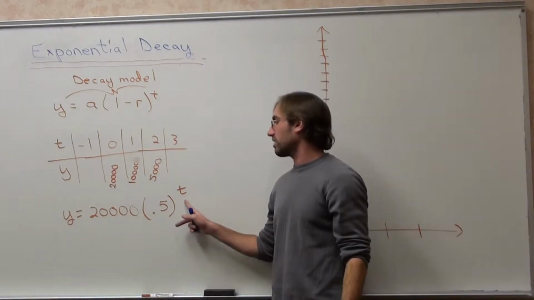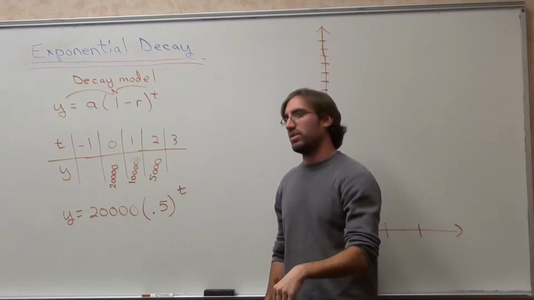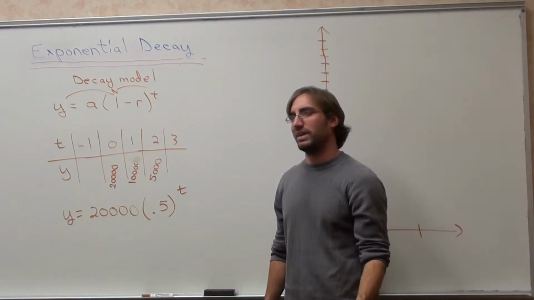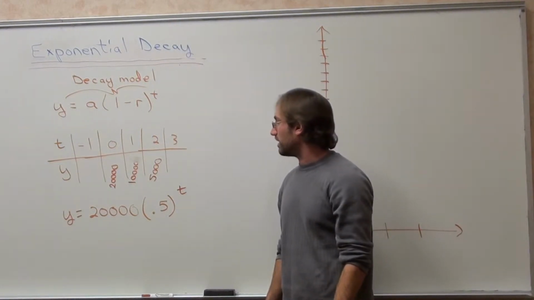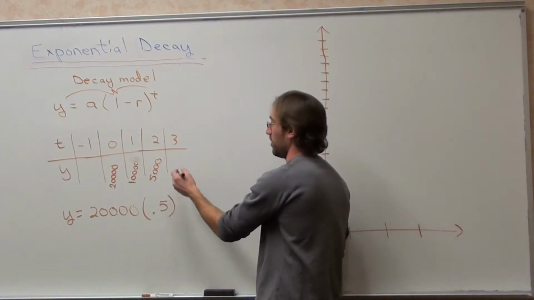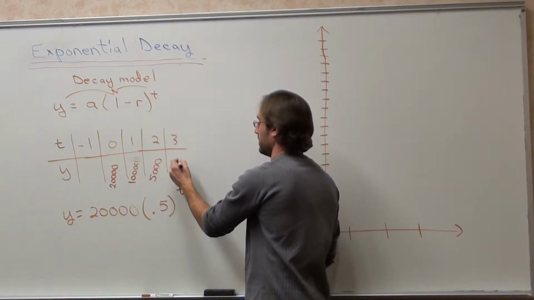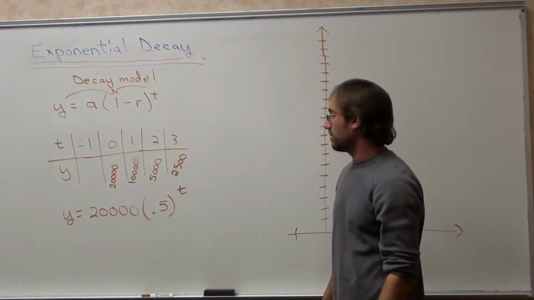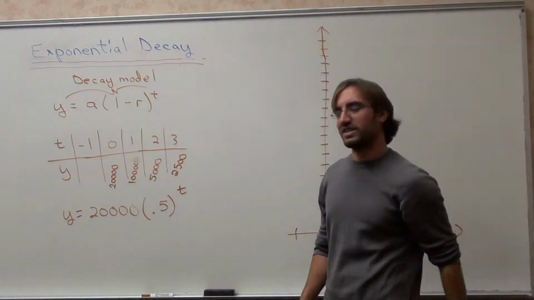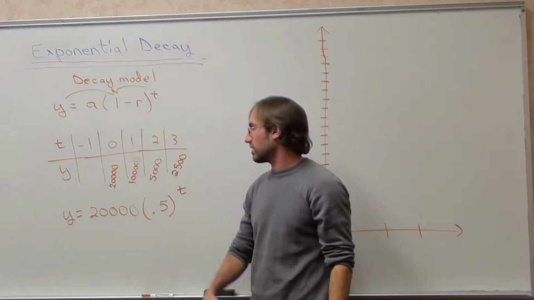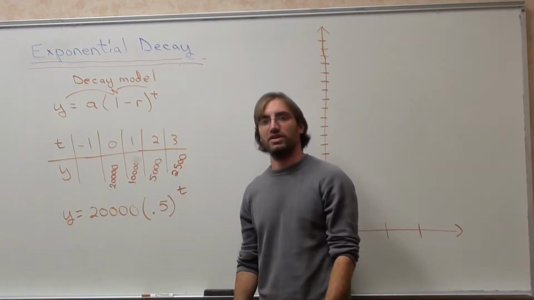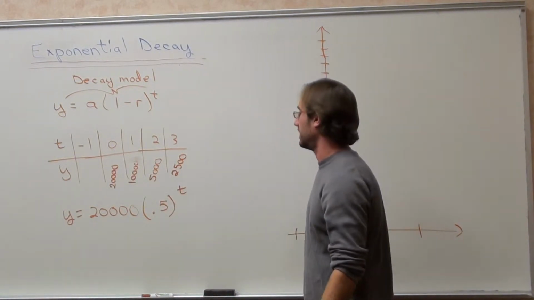And 0.5 to the 3 is 0.5 times 0.5 times 0.5. I know it's 2,500 though when I multiply by 20,000. 0.125, that's it. 0.125 times 20,000 is 2,500. Took a little bit of time, but I got it.